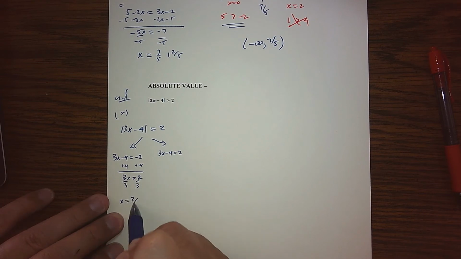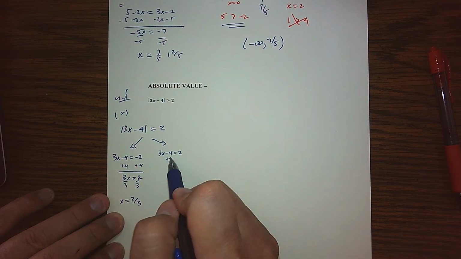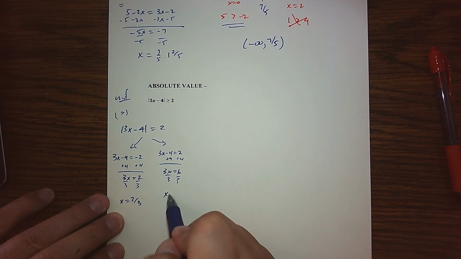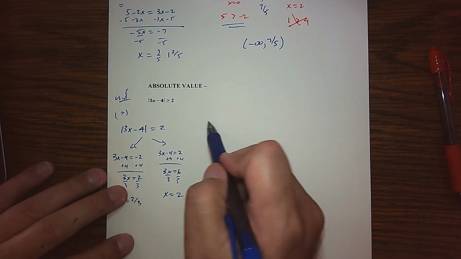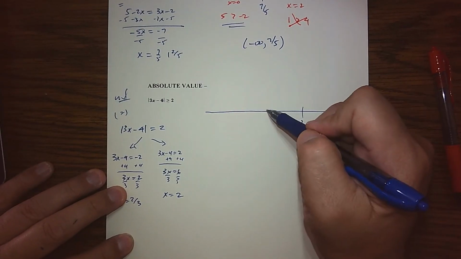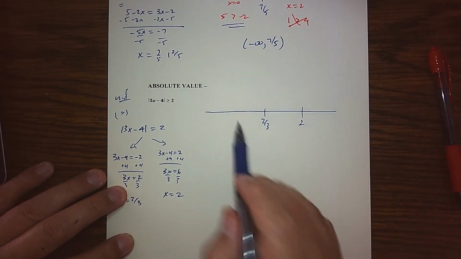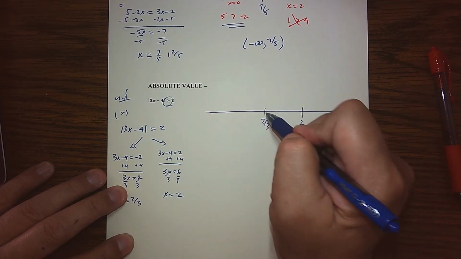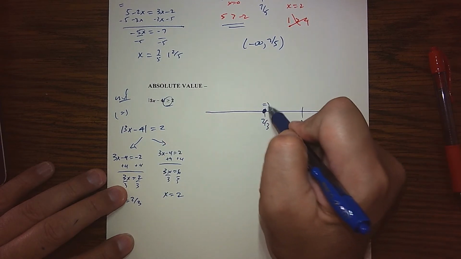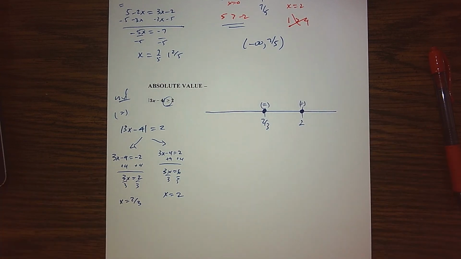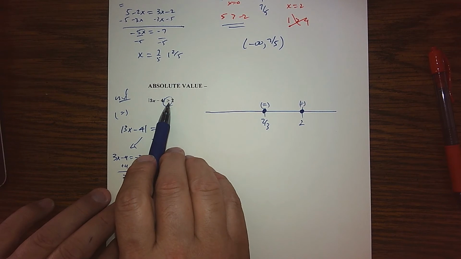So one of our values is 2/3. Here we'll add 4, divide by 3, and we get x equals 2. So on my number line, we have 2, and then we have 2/3. So we have 3 intervals. And by the way, we're allowed to be equal to, so since these points satisfy the equality part, I'm going to go ahead and put a closed dot on them because equality is allowed.